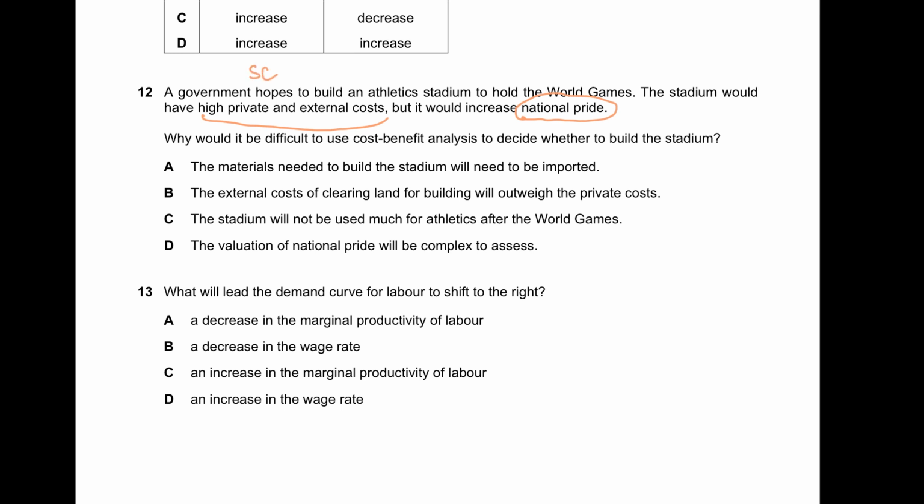Why would it be difficult to use cost benefit analysis to decide whether to build a stadium? Well, when you are using cost benefit analysis, it's very difficult to find the monetary value of these things. So when you're looking at a public project like this one, it's difficult to find the valuation of national pride or any such externalities, because although we may say that hosting the World Games or Olympics or World Cup could be increasing national pride, we don't know by how much. So therefore, that will be a problem in doing the cost benefit analysis.